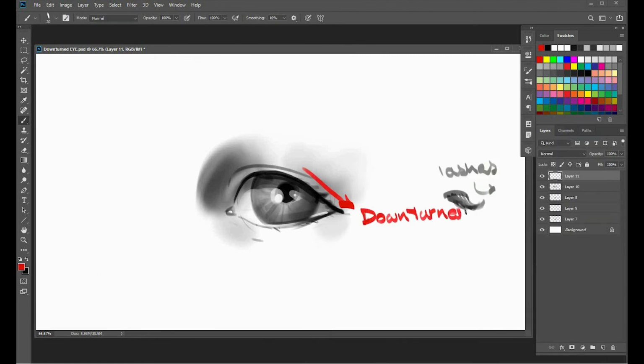The outer corners of downturn eyes are lower than the inner corner. Also known as a descending eyelid, downturn eyes feature an upper lid that dips to meet the lower lash line.